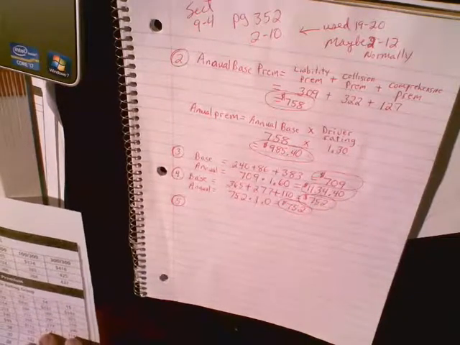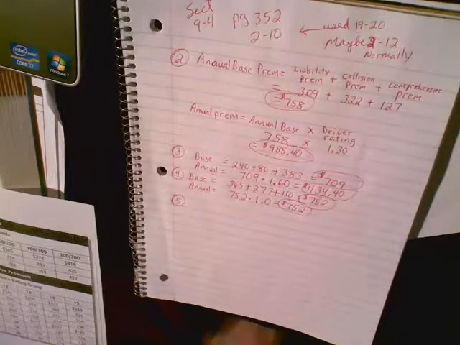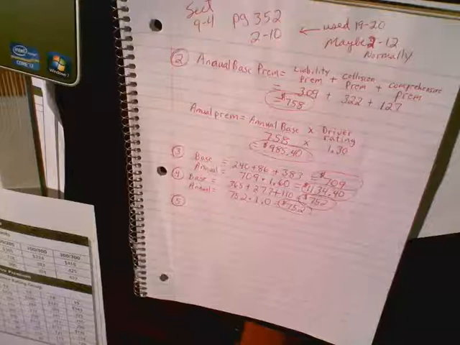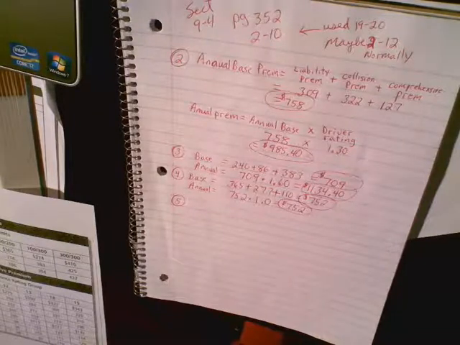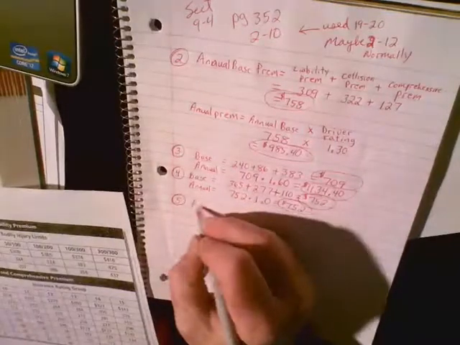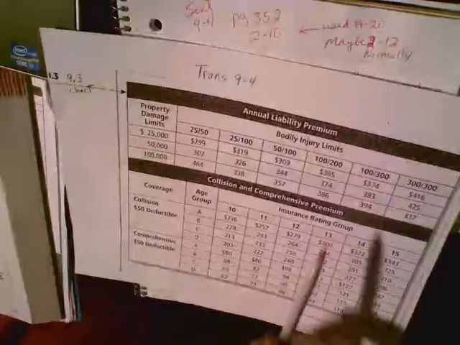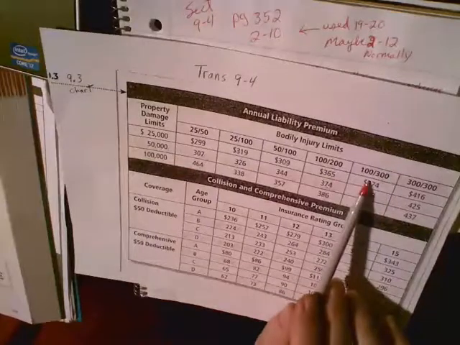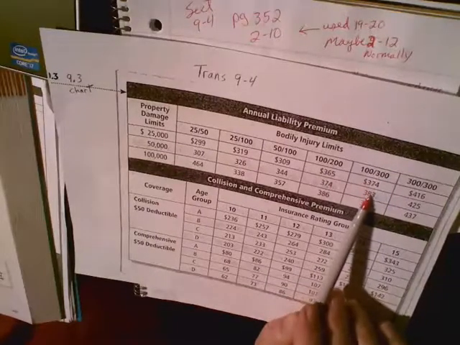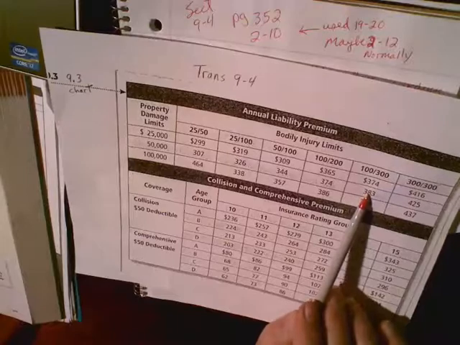Number 5, Jill uses her vehicle primarily for pleasure. She has 100, 300 bodily injury and 50,000 property damage. So her base, again, we'll start off with that. Base equals 100, 300 and 50,000 property damage. So we get it from the chart right here, 383.